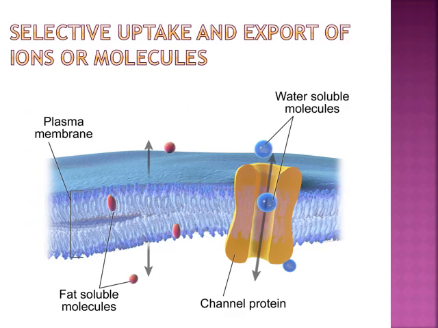So first up, selective uptake and export. The cell only wants to bring in certain molecules. It only wants to secrete certain molecules. It's that membrane that acts as a gatekeeper that allows only some things in and allows only some things out.